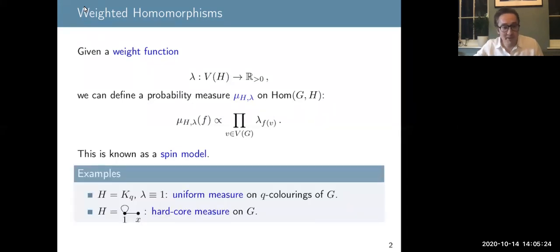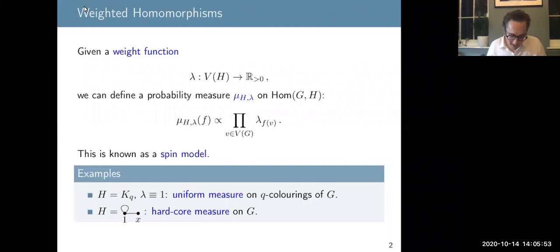So here are some examples. Again, let me fix H to be the clique on q vertices. So I'm looking at proper colorings of my graph G. And let me be boring and just assign everything the same weight. Then what am I doing? I'm picking a coloring with probability proportional to, well, all of these are just one, so the uniform measure on all q-colorings of G.